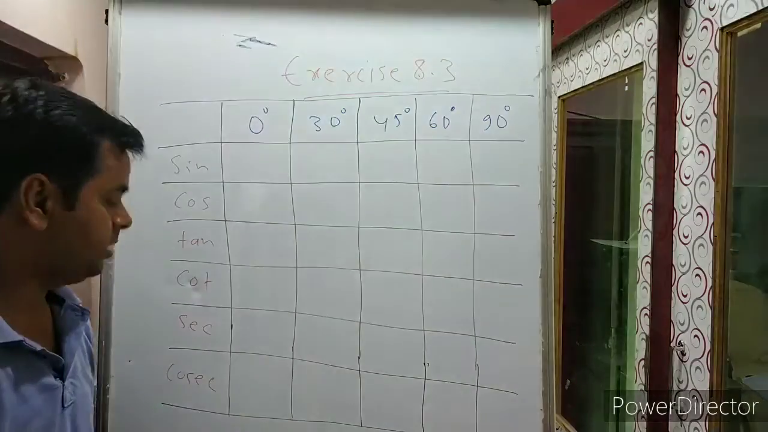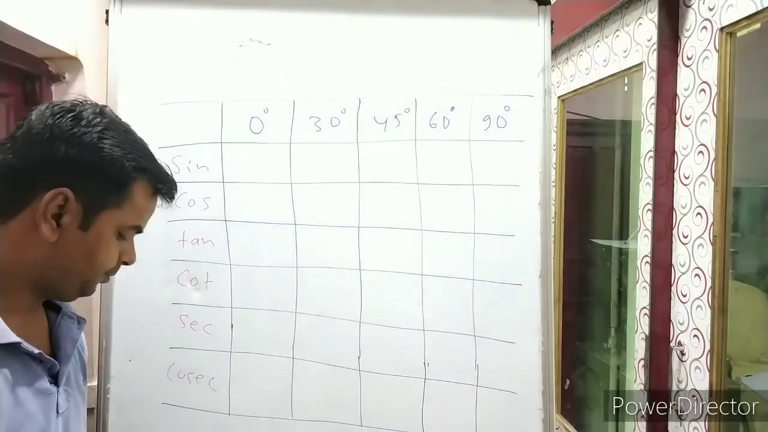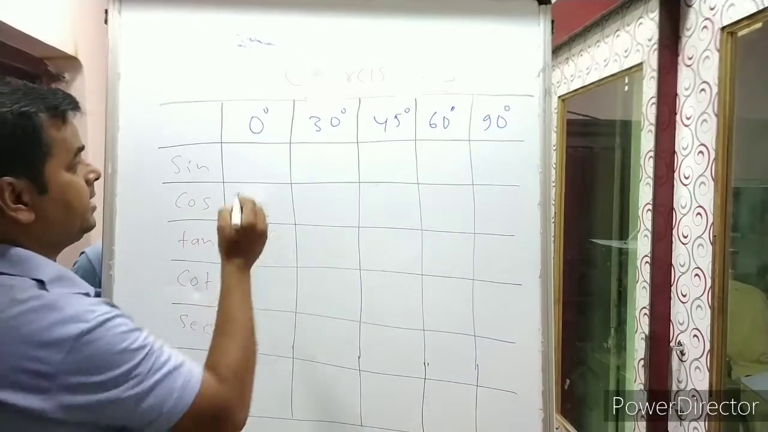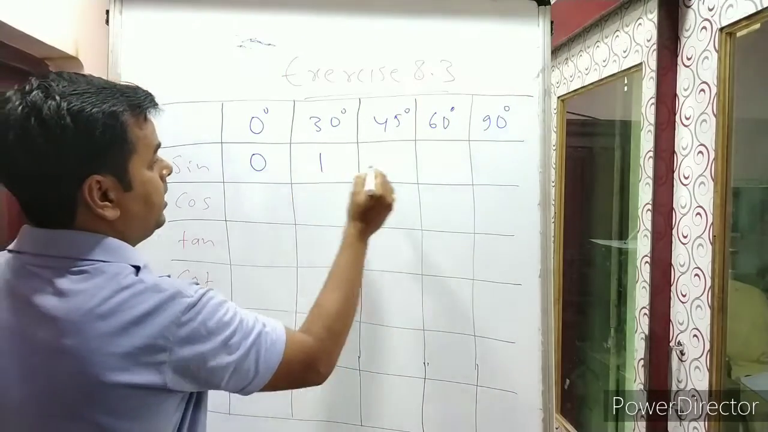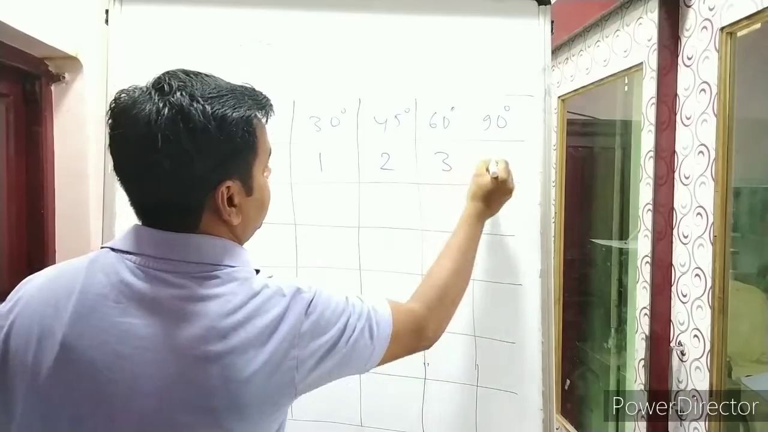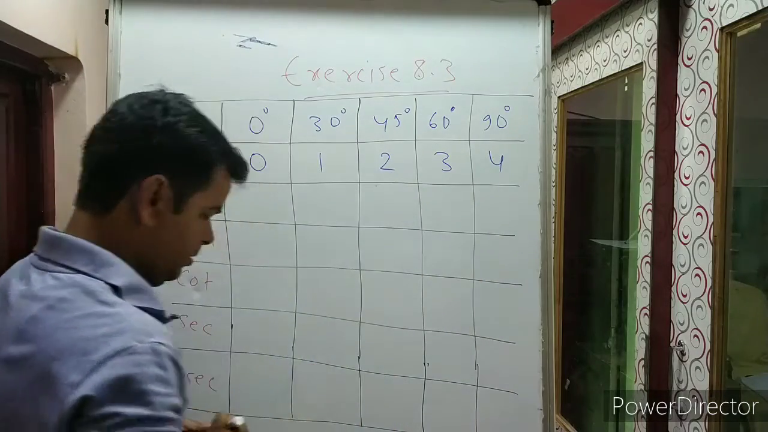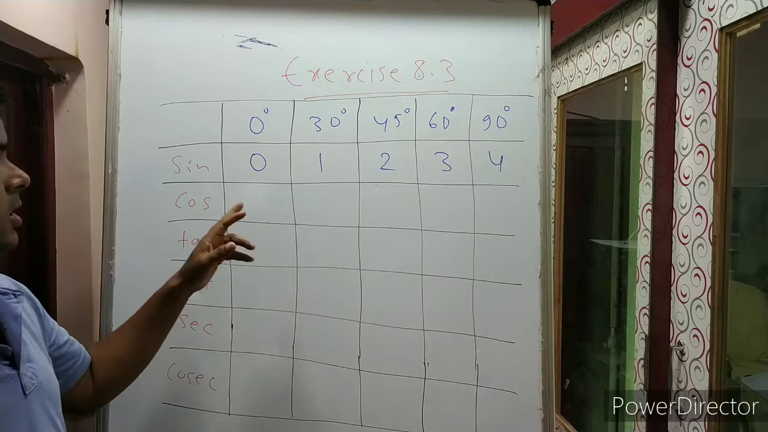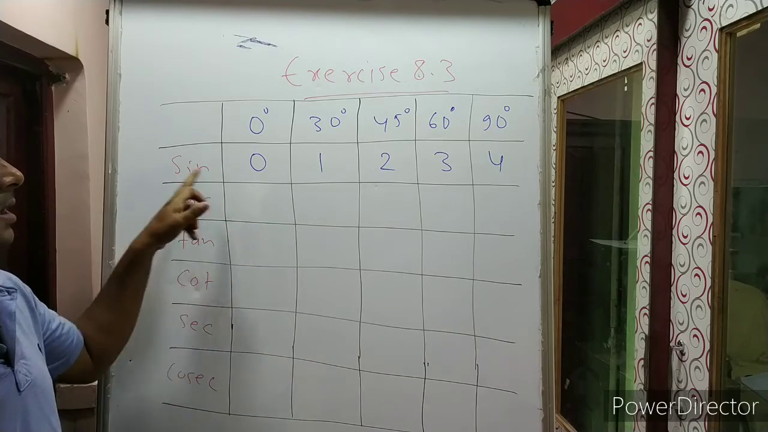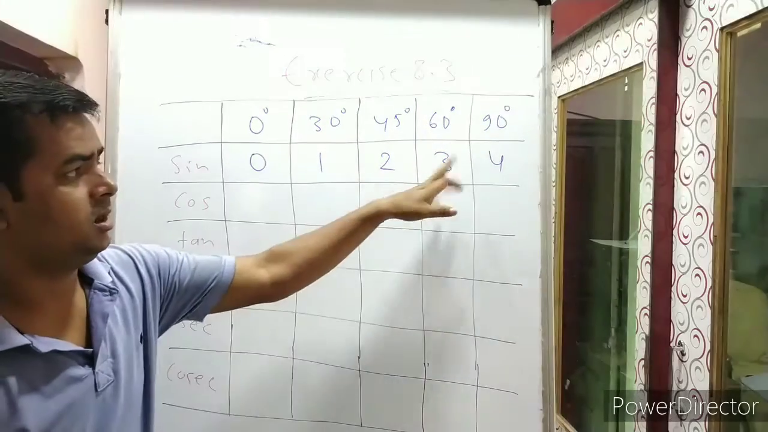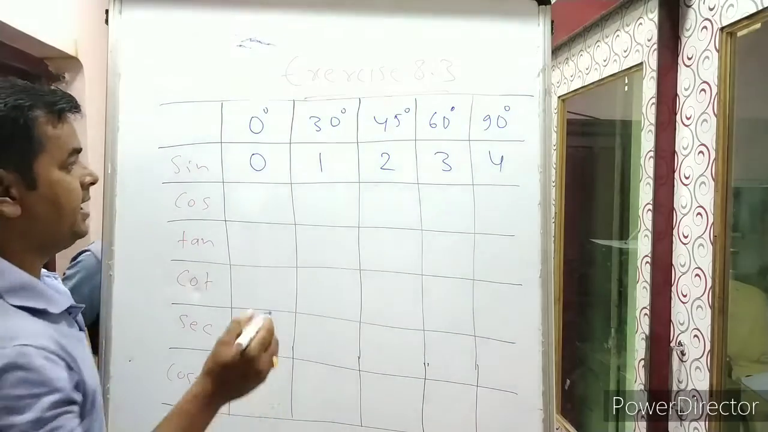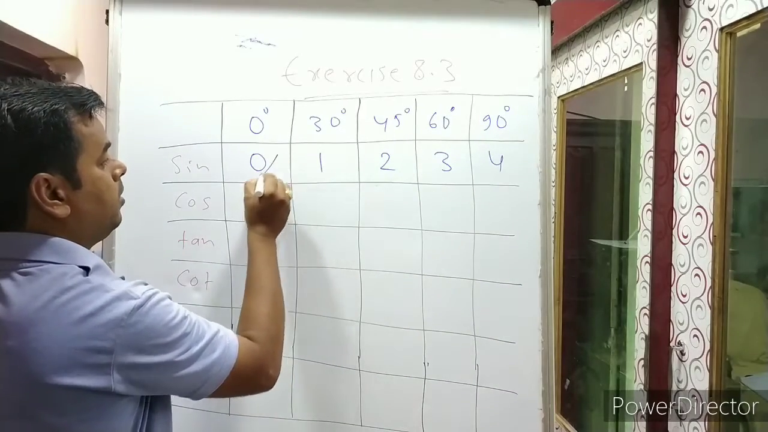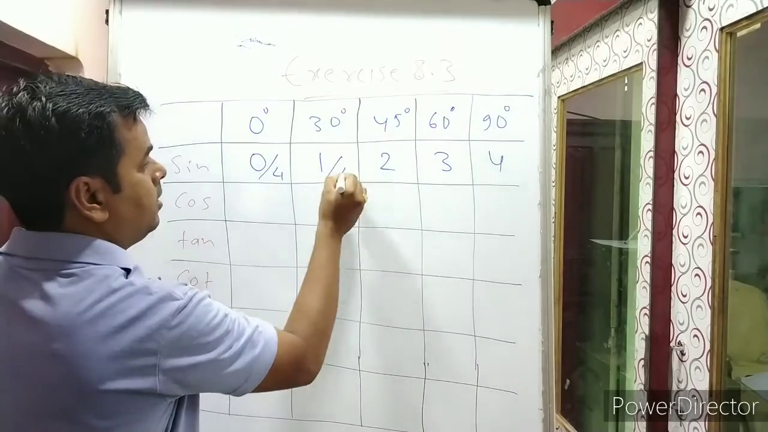Then what you need to write is 0, 1, 2, 3 and then 4. First, this is what you need to write in the column of sine: 0, 1, 2, 3, 4. Then divide this by 4.